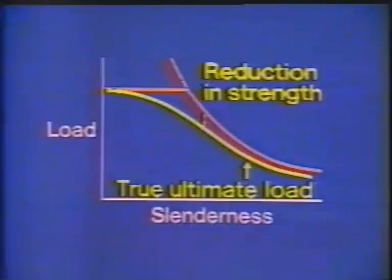The slenderness, L over R, which controls the column behavior and hence the collapse load, is the larger of L over Rx and L over Ry for the section.